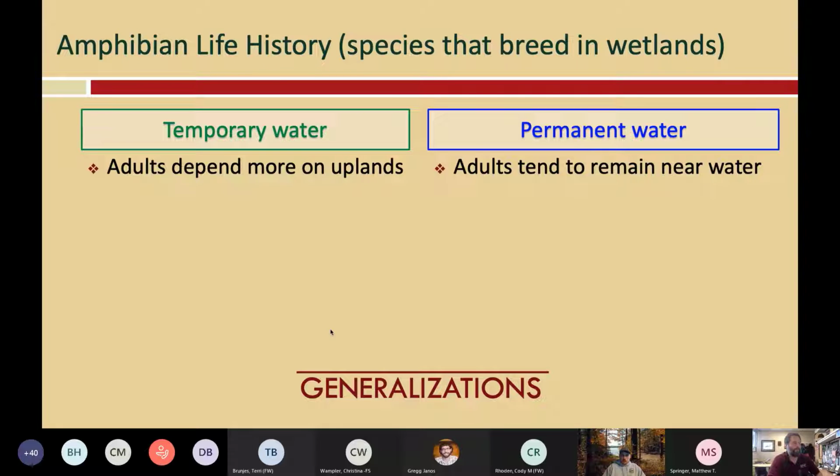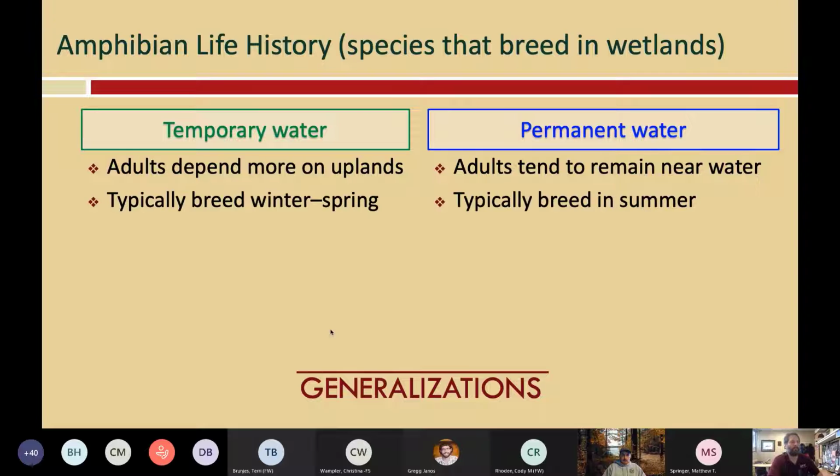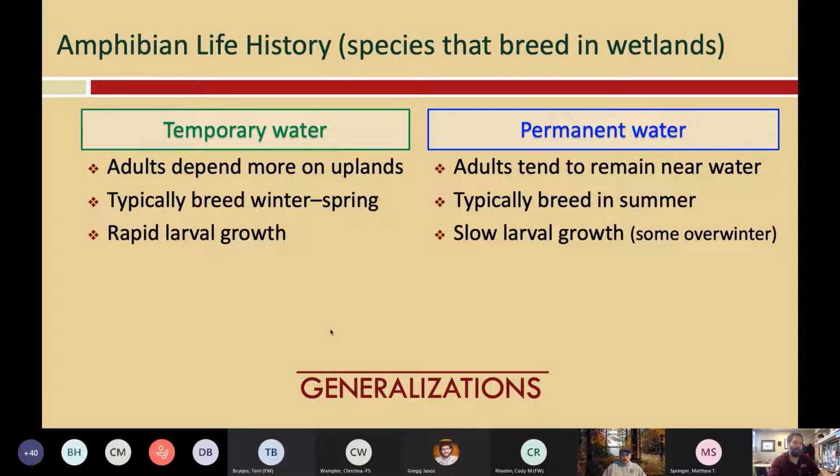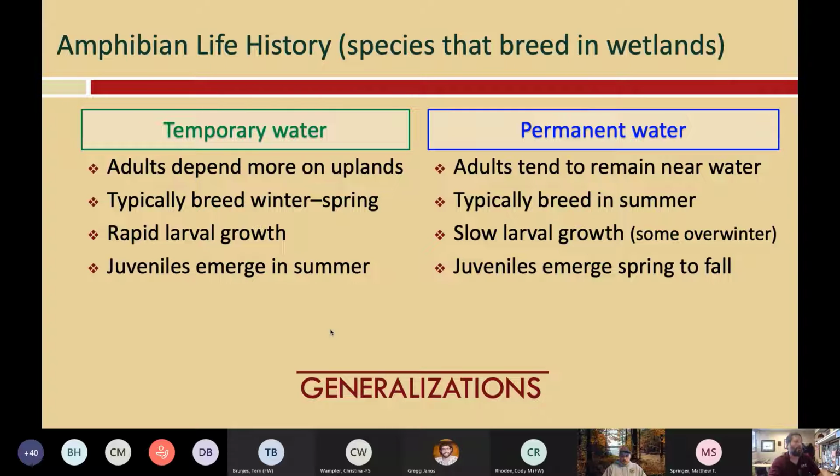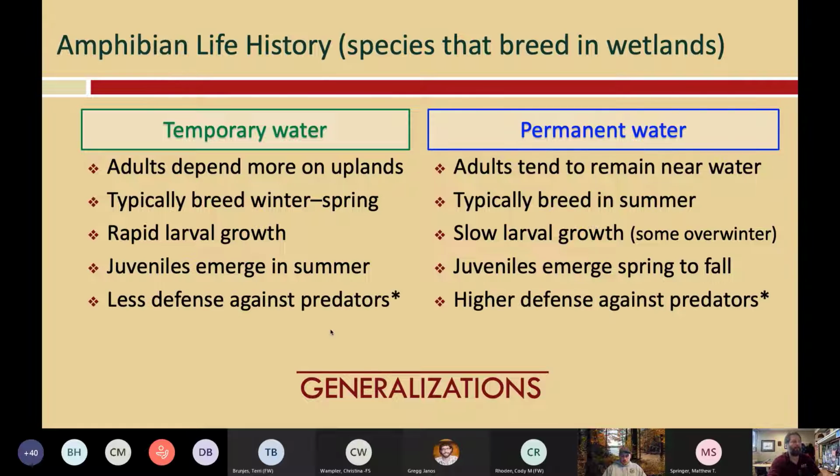So those that breed in temporary water tend to spend more time on the uplands as adults. Those that breed in permanent tend to remain near water. You can see when they breed differently, winter to spring versus summer. Temporary water, they have rapid larval growth because they need to emerge before the wetland dries. Those in permanent water can stay in longer, some even overwinter. Juveniles tend to emerge in the summer as the wetland dries for temporary, and then if they overwinter, they might emerge in the following spring, or they could emerge in that fall.